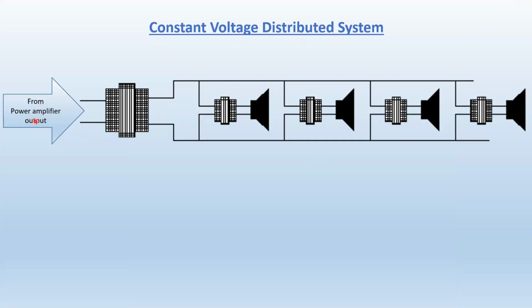Here's a signal coming from the amplifier. Here's the transformer. Here's a bunch of speakers and a bunch of transformers. Look, they're all connected in parallel. All right. Distributed system. Constant voltage. Why is it called constant voltage? It's because, look, this voltage is the same as this voltage. It's a wire. It's basically in a bus configuration. So the voltage is going to be constant across the whole system.